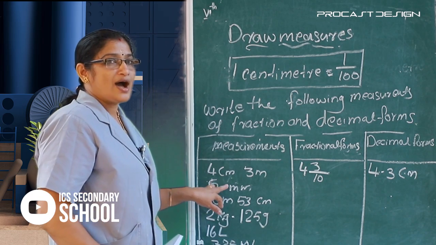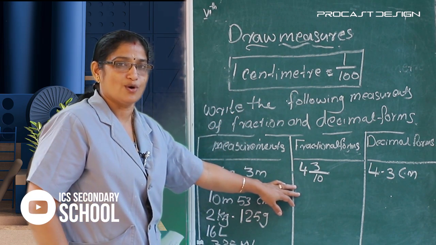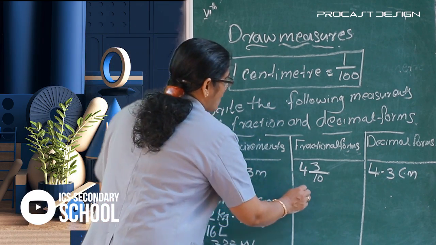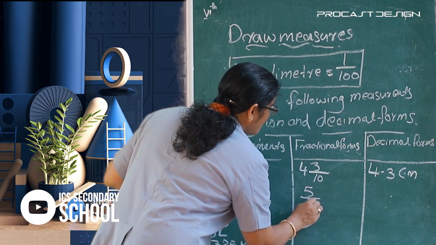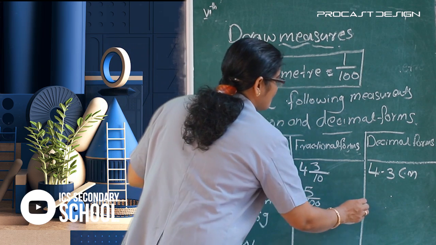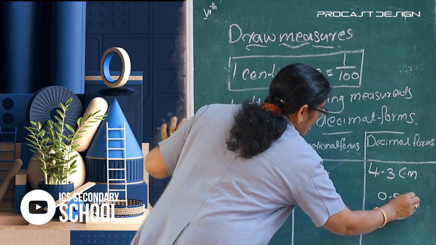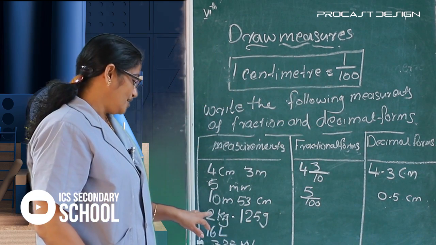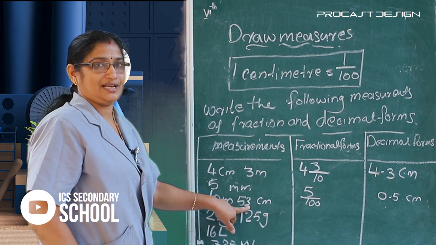5 millimeter. To convert to fractional form, 5 by 10. Decimal form: 0.5 centimeter. Next, 10 meter 53 centimeter.